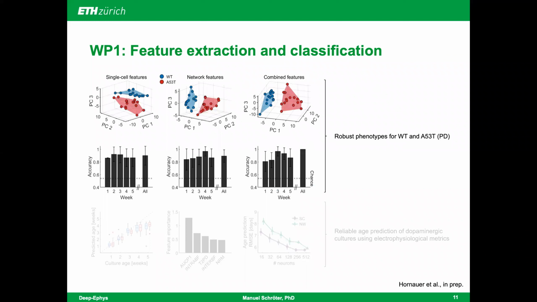In the next step, we then use all cellular or network features or combinations thereof in a cluster analysis. The figure on the top panel shows all cultures in principal component space, and we see that both cell lines can be robustly classified as belonging to either the wild type or the A53T group. So we have a robust electrophysiological phenotype here, both at the cellular and at the network level. The second plot indicates how well the 2 lines can be classified using either cellular or network features across development. You see high accuracy values, and again, the results look very promising.